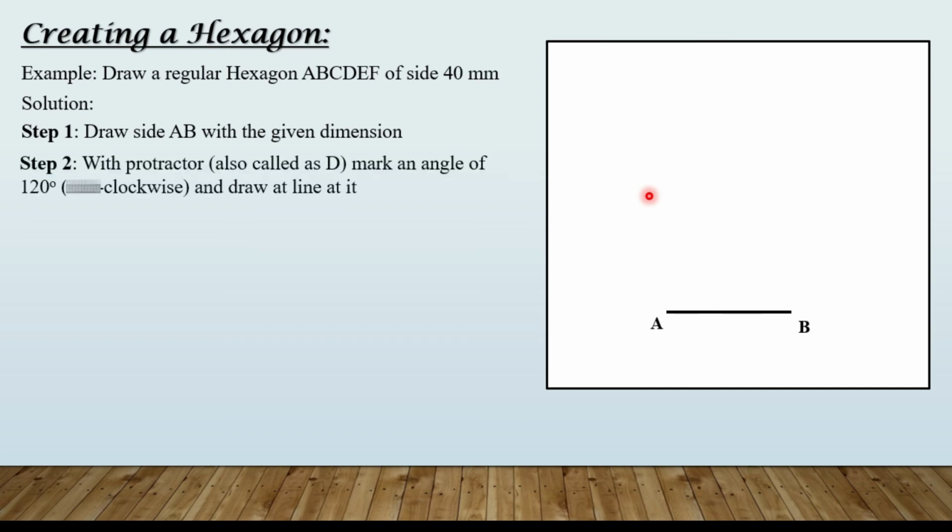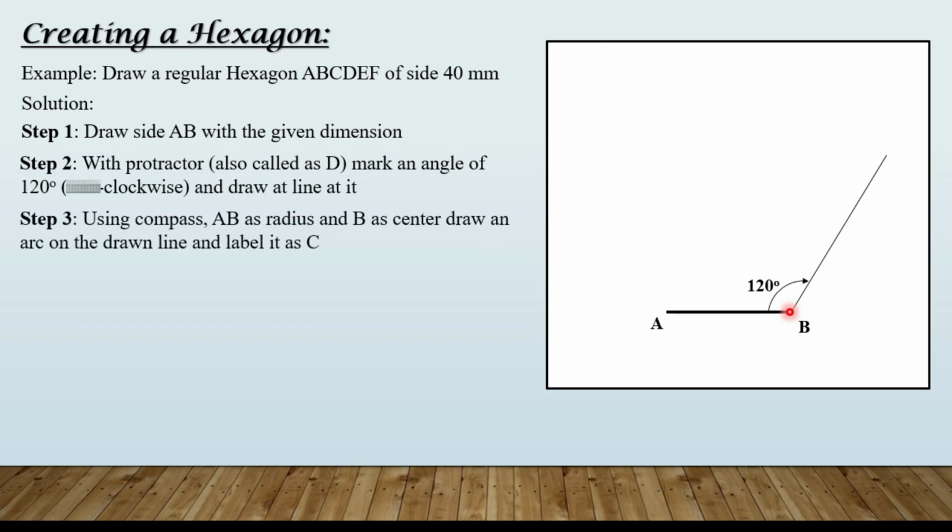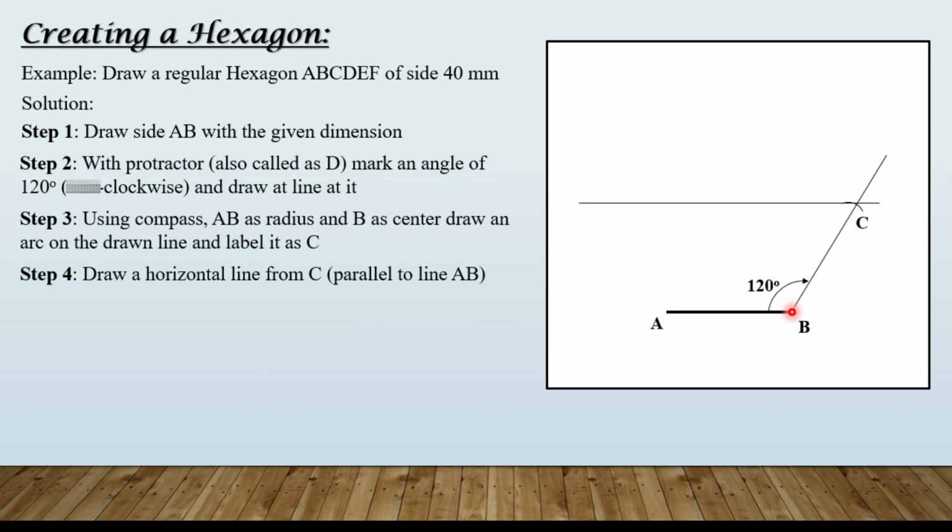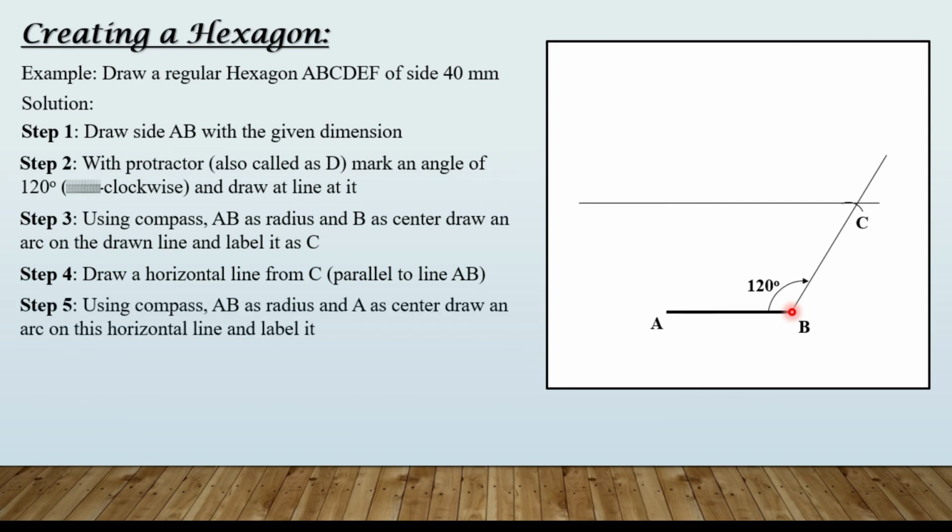With protractor, also called as D, you have to mark an angle of 120 degrees. So I am keeping protractor at B now. Taking an angle 120 degree, creating a line, using compass, AB as radius in the compass, B as center, cutting an arc, labeling it as C. Now you have to draw a horizontal line parallel to AB from C. Then using compass, AB as radius, center as A, cutting an arc, labeling it as the last point F.